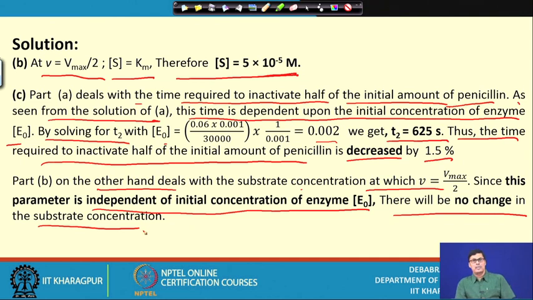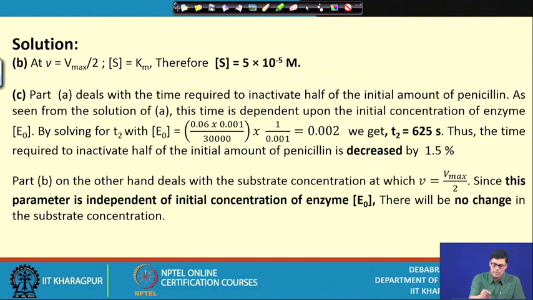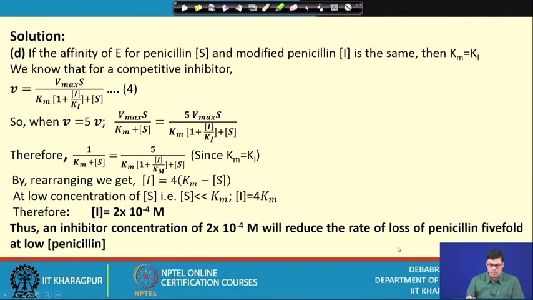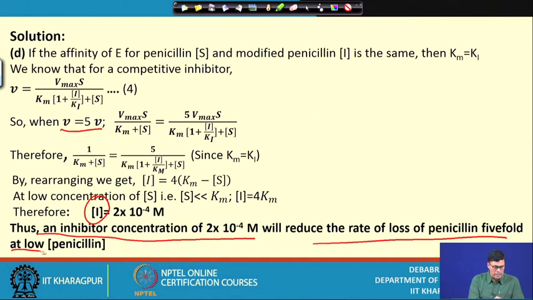So this is the typical problem that we have. Finally we can find the inhibitor concentration. I am not going into details. I hope that from this equation, as we have done before, it is similarly solved. You can understand that this is 5 times this velocity. If you increase that, what will be that 5 times? From that you can find it. So the final conclusion is that an inhibitor concentration of 2 into 10 to the power minus something will reduce the rate of loss of penicillin by 5-fold at low penicillin. That is the conclusion we have from this particular problem.